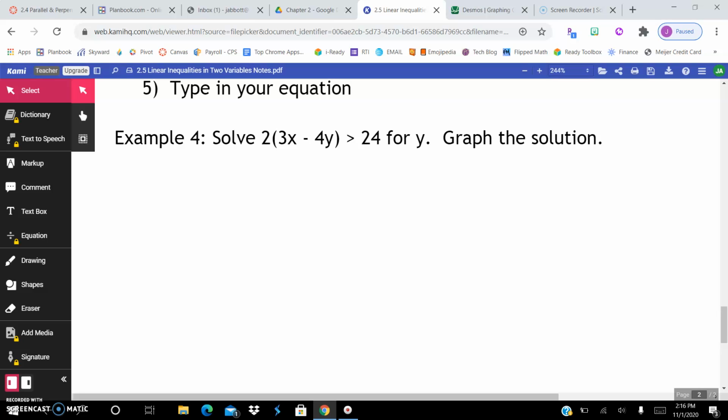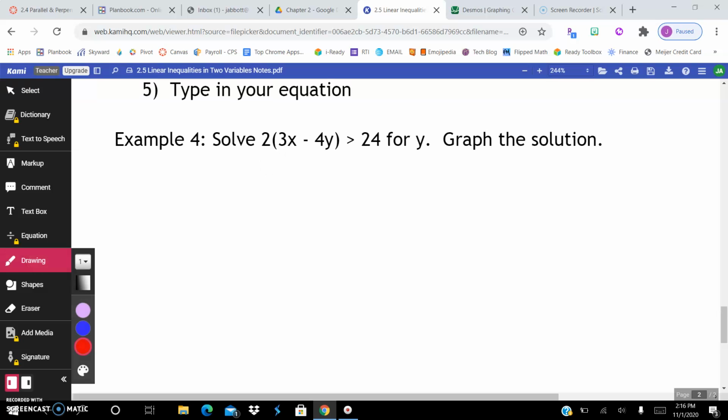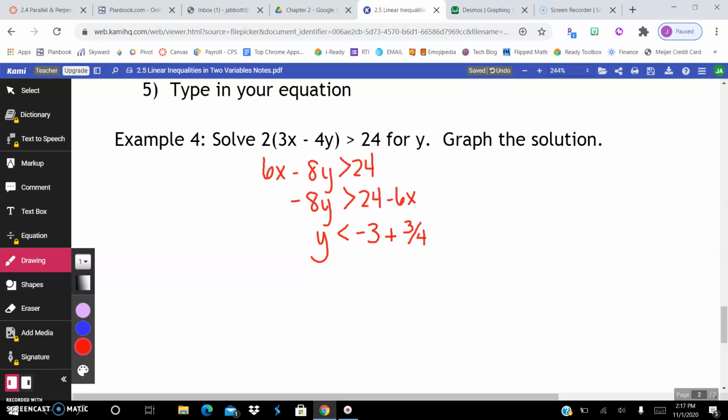So the first thing we have to do is solve this for y. So I'm going to distribute that too. So I would have 6x minus 8y is greater than 24. And then I'm going to subtract 6x from both sides. So I'm going to have negative 8y is greater than 24 minus 6x. And then I'm going to divide by negative 8. And remember with inequalities, if you divide by a negative, you have to flip that sign. And 24 divided by negative 8 would be negative 3. And then we would have negative 6 divided by negative 8, which would become positive 6/8, which is the same thing as 3/4 x.